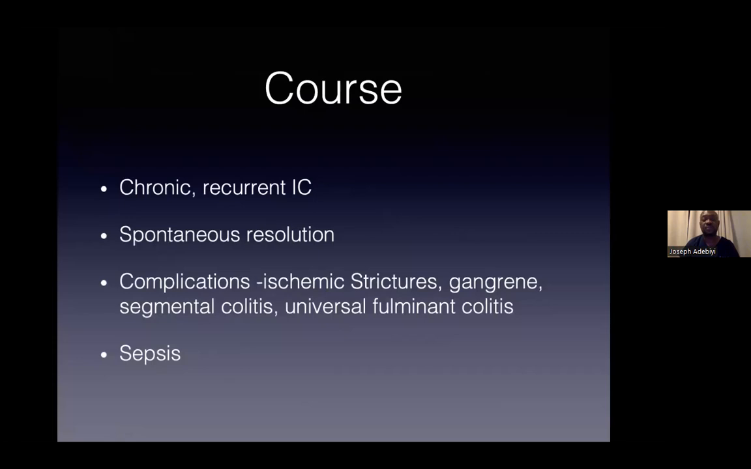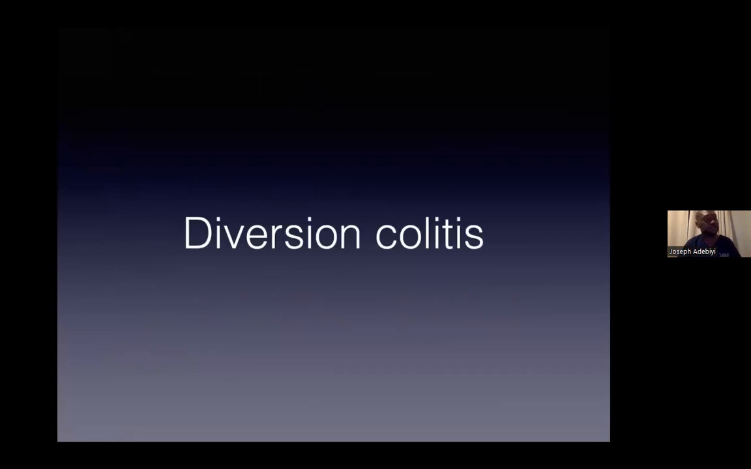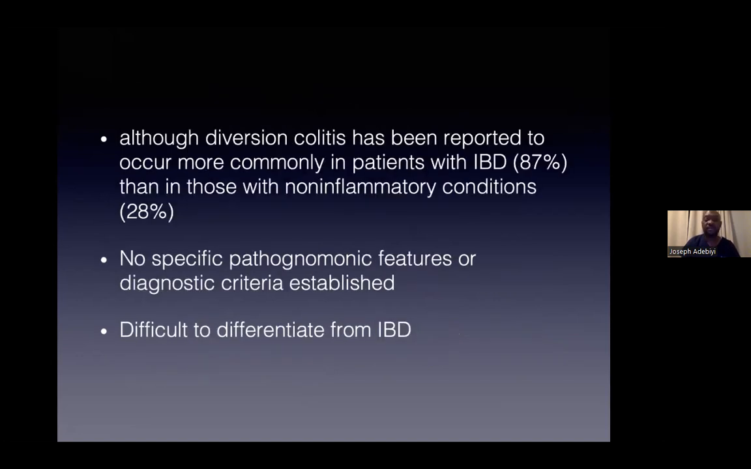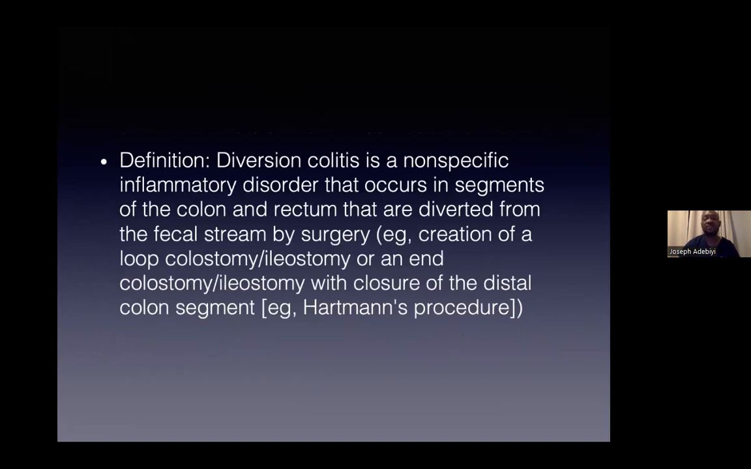Most will resolve spontaneously. And then moving on to diversion colitis. This was first described by Mormon and Dawes in 1974 as non-specific inflammation of a defunctioned colon. But in 1981, Glotzer actually coined the term diversion colitis. So basically, it's a non-specific inflammatory disorder that involves a segment of the colon which was diverted from the mainstream, depending on whatever cause, either surgery for whatever reason.